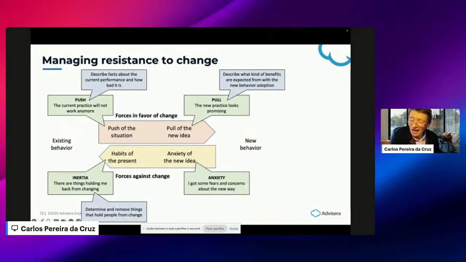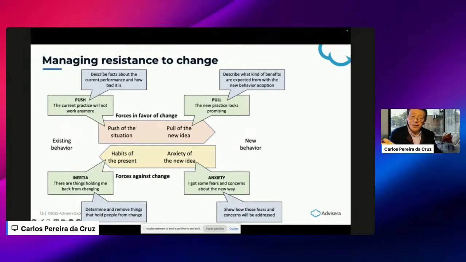And another one that I always remember, anxiety of the new idea. So I got some fears and concerns about the new way. I'm old enough to remember the first time that I bought train tickets on the internet, okay? I remember, so I will pay, but I will not see the ticket. So what if there's some problem in the system? They will keep my money, but I will have no ticket. And then when I arrive there, I will have a problem. So anxiety is that. I got some fears and concerns about the new way. Show how those fears and concerns will be addressed, okay?